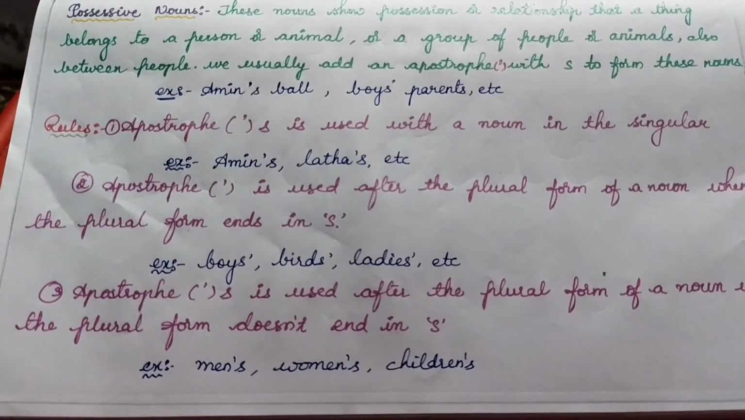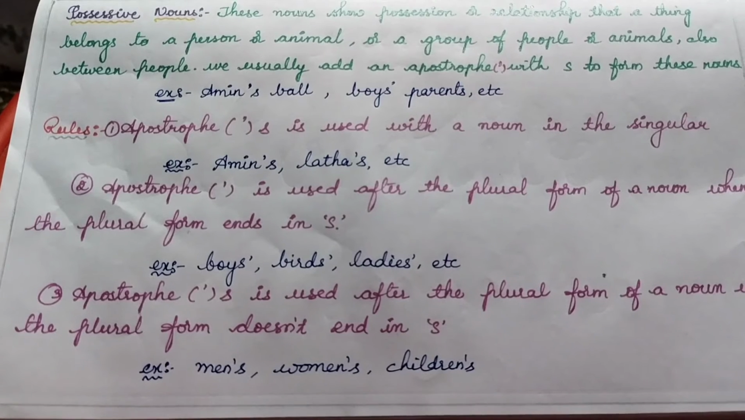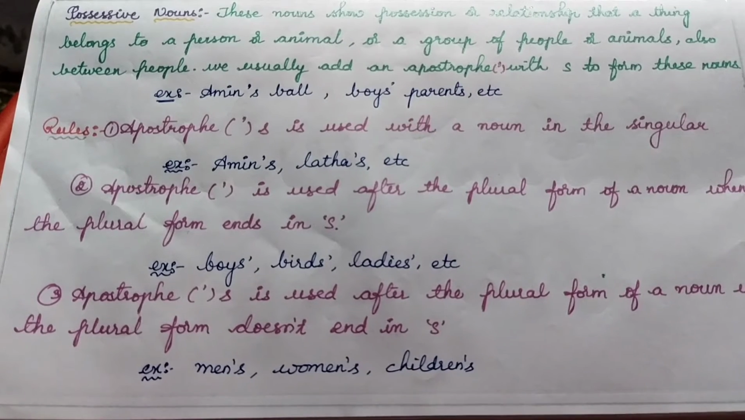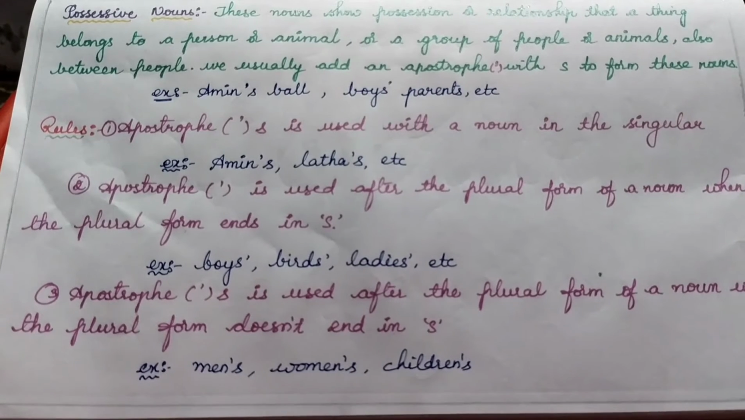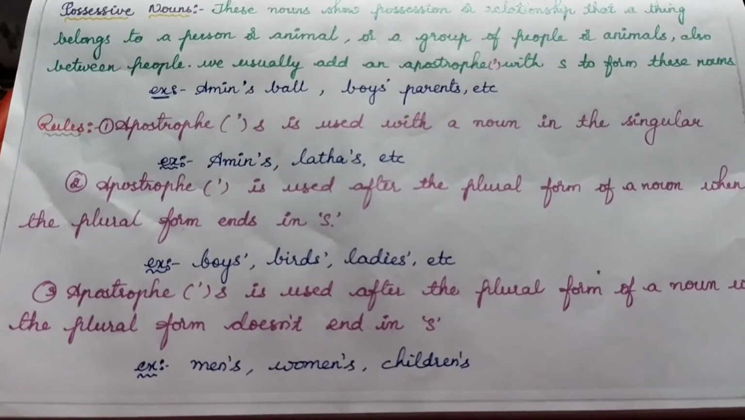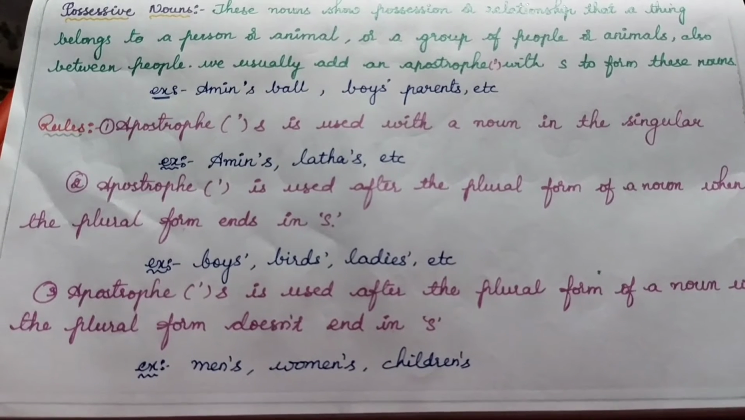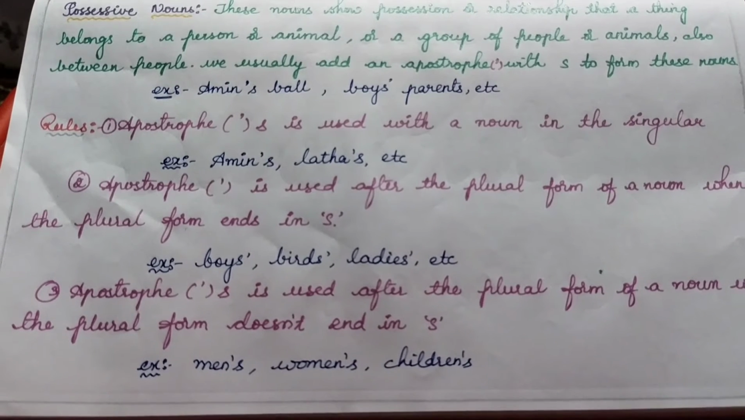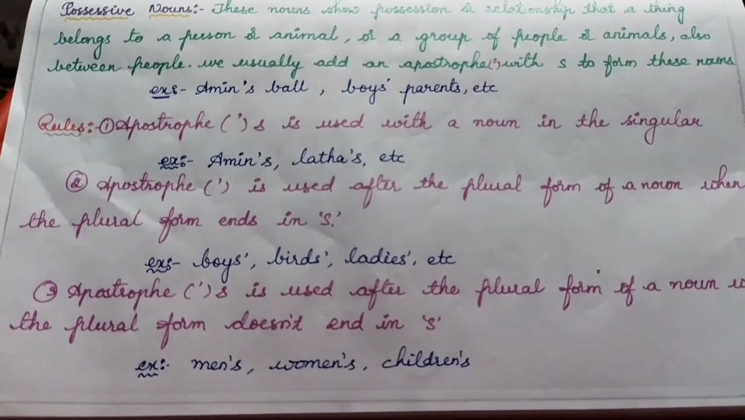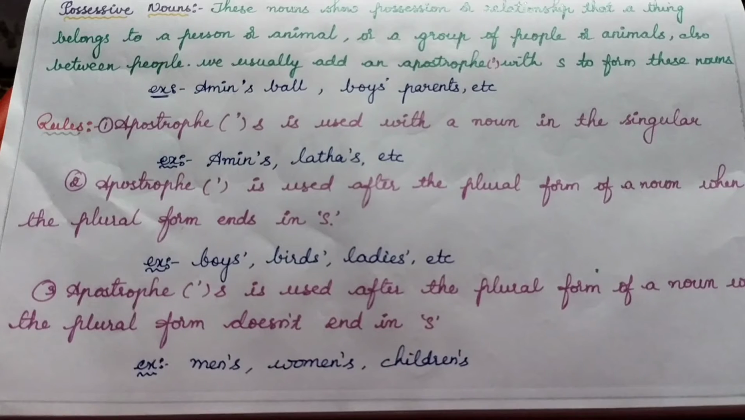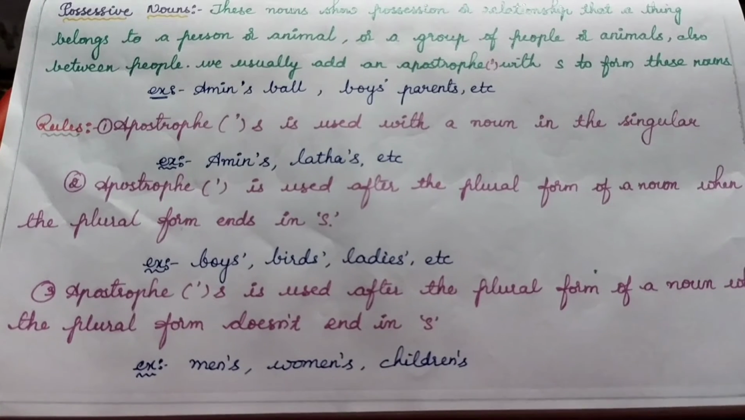You might have got a doubt here. She said before, apostrophe with s we usually add. Yeah, we usually add, and there are many rules for why and when apostrophe s and only apostrophe are to be used. So coming to rule 1, apostrophe s is used with a noun in the singular.